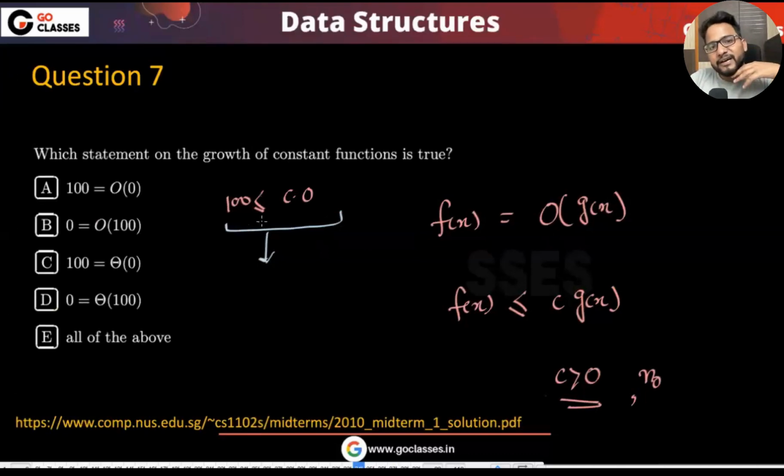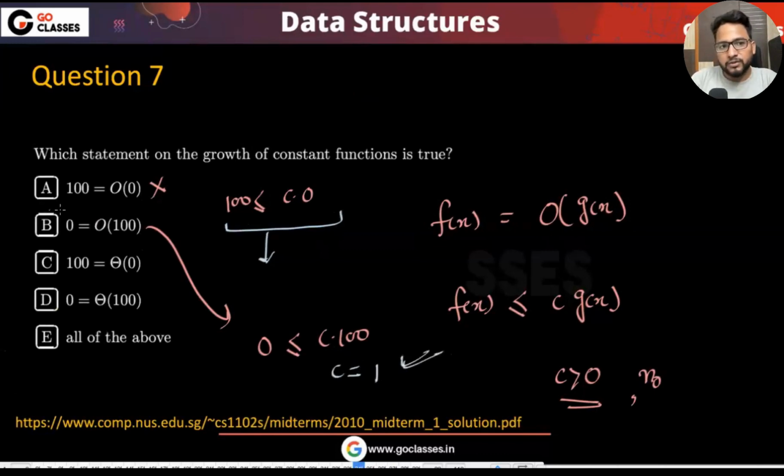Now tell me, this 100, can there be any c where 100 is less than or equal to c into 0? I don't think so, right? Can there be any c greater than 0, some positive number? Since that is not true, this is false. What about this? This is 0. Can 0 be less than or equal to c into 100? For some c, can you suggest some c? Tell me some number. 1. Yes, 1 will work. Definitely. So this is true.